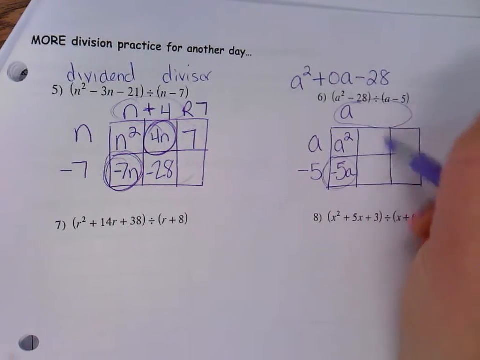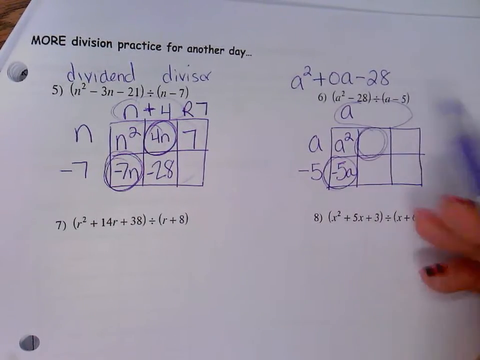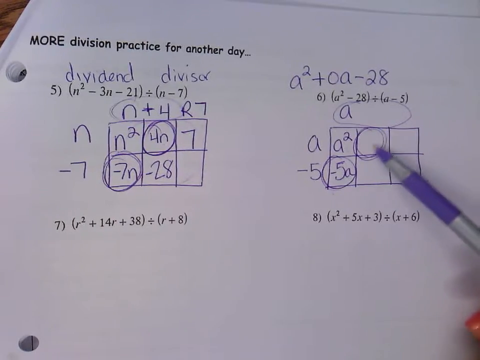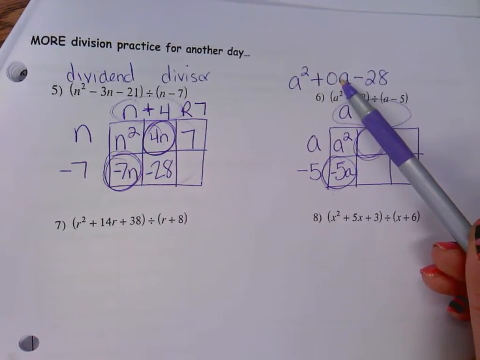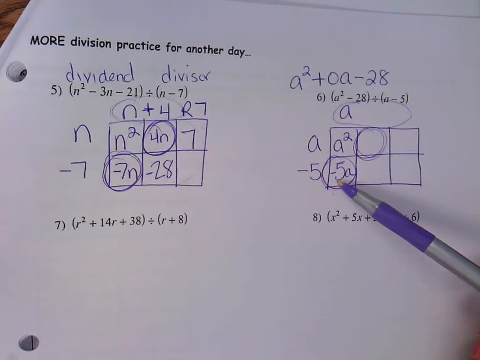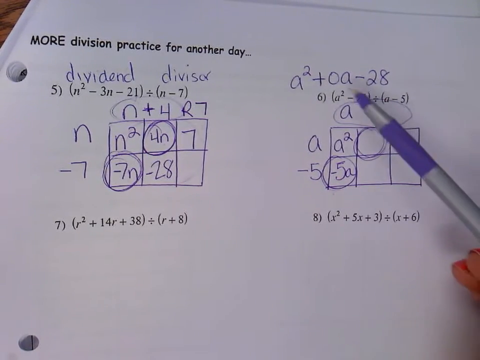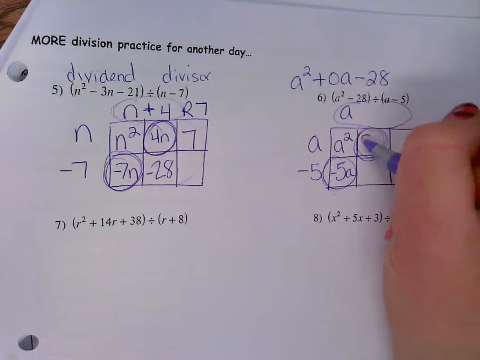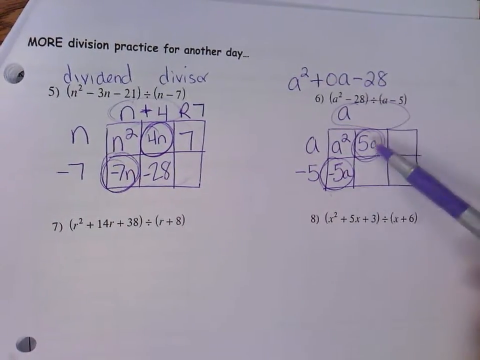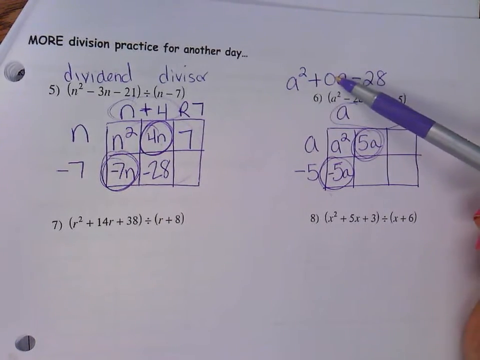I need to build my dividend so that whatever I put in this circle, they have to add up to 0a. I currently have -5a. So what do I have to add to get 0? I'd have to add positive 5a, right? The opposite. So I have -5a plus 5a now adds up to the 0a.